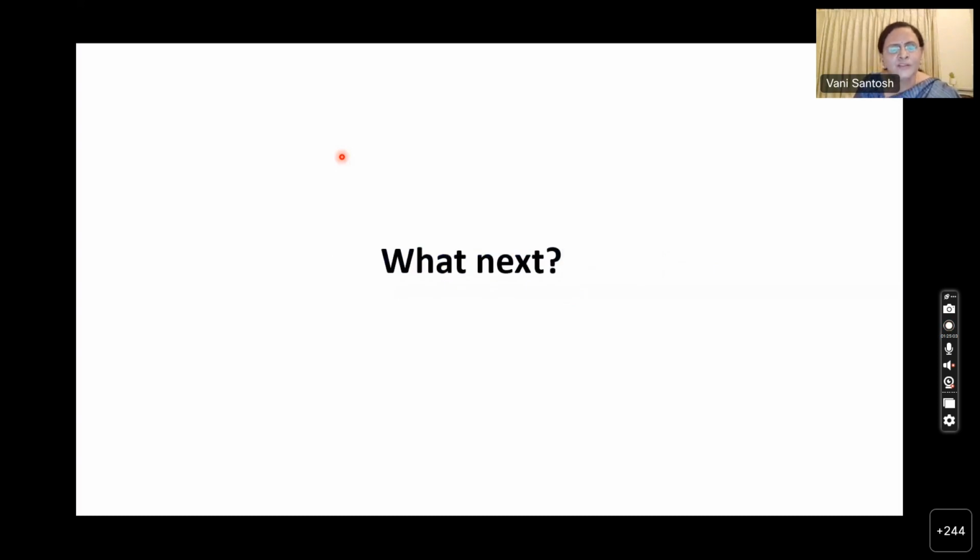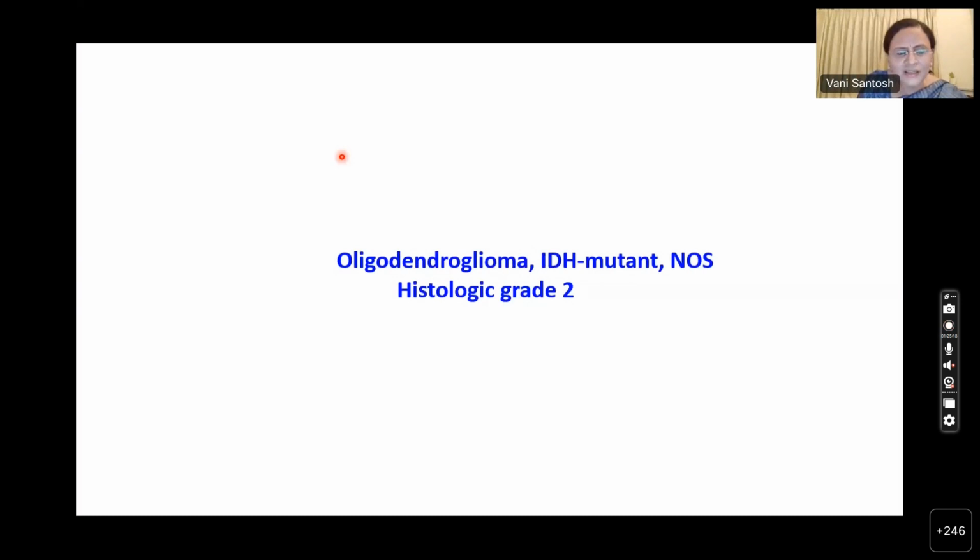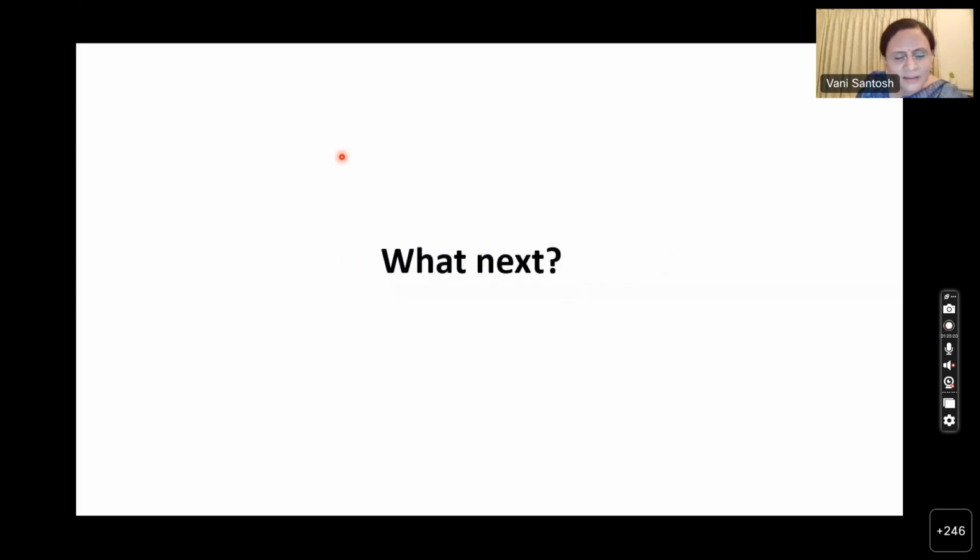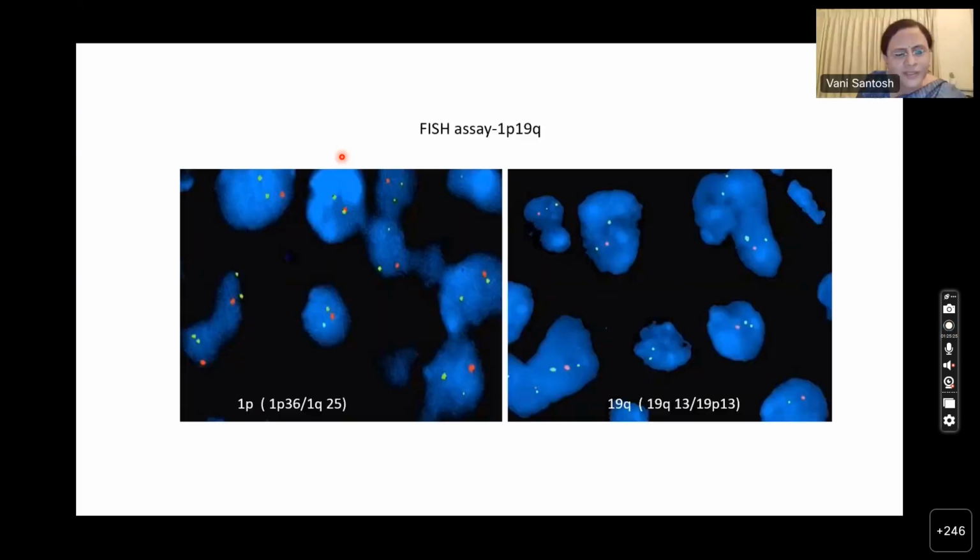Yes. Next, what should we do? Test for? Yes, you're right. You can tell me. For which marker now? We have already done IDH. Which is the next marker? 1P19Q, isn't it? And how do we test for that? Again, we do the FISH assay. It is tested by FISH assay. Here we use two probes. Okay? One probe is for 1P and one probe is for 19Q.